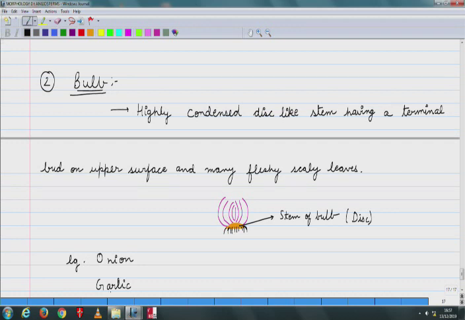Onion and garlic. Allium cepa, Allium sativum. Okay, that is about garlic.